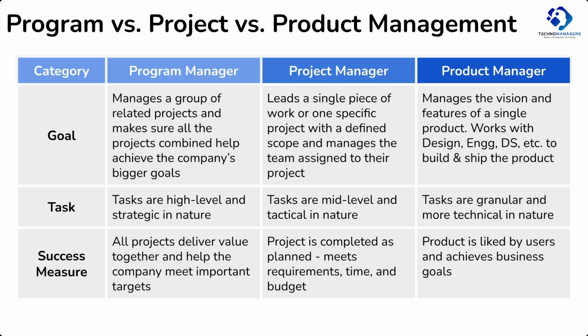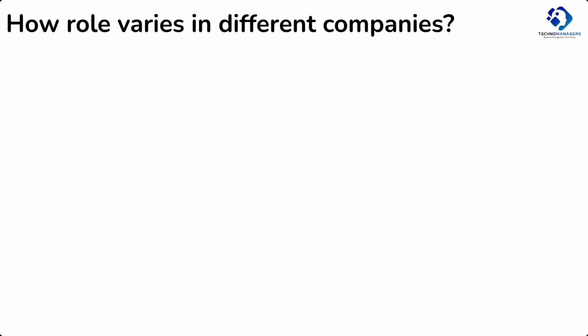These are the success criteria. And for a product manager, it is important that the product is finally being loved by the users, it's able to achieve the business goals and revenue and engagement, all that is happening. Now, one more thing that I would want to discuss is, even within different types of companies, the role of a program manager can differ significantly.